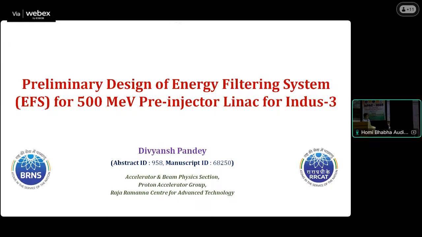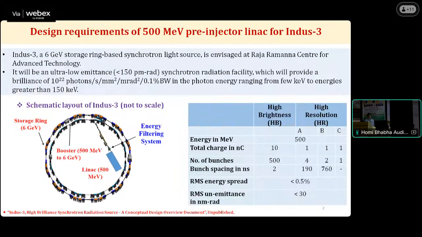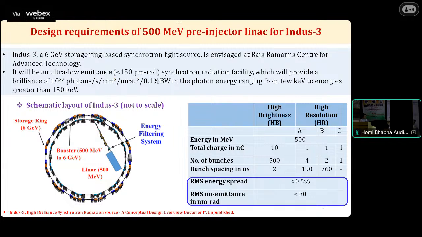Indus-3, as has been mentioned in the previous talks, will be a 6 GeV storage ring synchrotron light source, which is envisaged at RRCAT. It will have a 500 MeV pre-injector Linac, followed by a booster and then a storage ring. For satisfying the booster requirements, it needs to be operated in two different modes of operation. One is high brightness mode and another is high resolution mode. For both modes of operation, the RMS energy spread is required to be less than 0.5%.